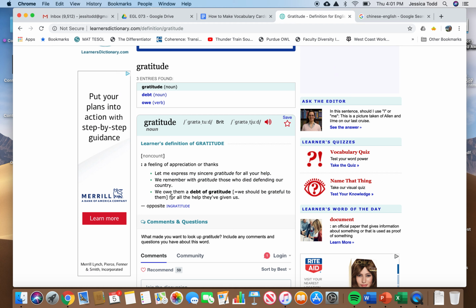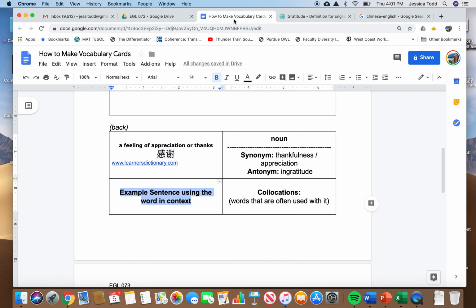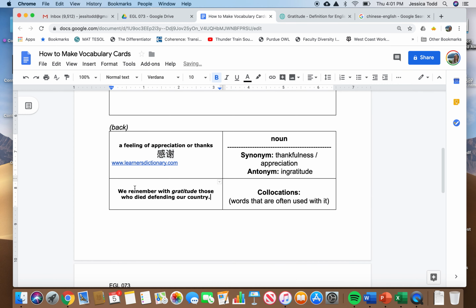So let's see. I like this one. We remember with gratitude those who died defending our country. Because I think it's really easy to understand that this means thankfulness, because I'm very thankful to the people who died trying to protect our country, right? So I'm going to use this sentence. I'm going to copy it right here. We remember with gratitude those who died defending our country. So if I ever want to look back at the word in context, I've got the sentence right there.